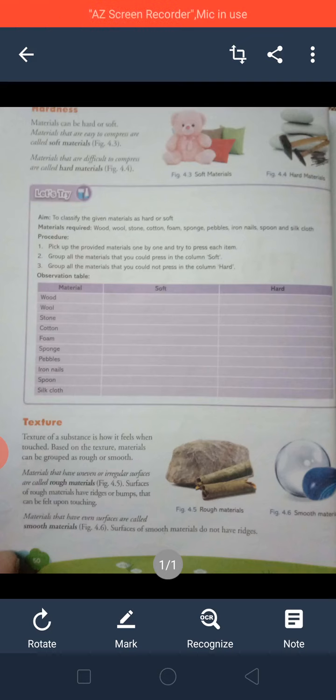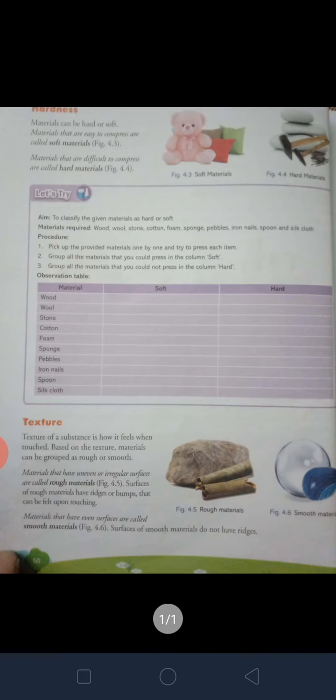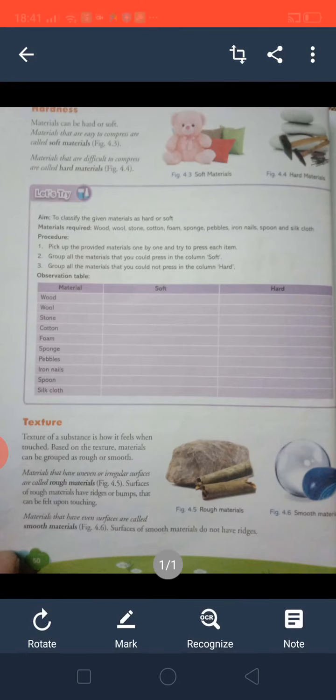Yes, you have collected all the things that cannot be pressed, and you have collected them on the other side of the table. Good, very good. Now, what do you call the things that are easy to compress? Those materials are known as soft materials, and the other materials that are difficult to compress are called hard materials.